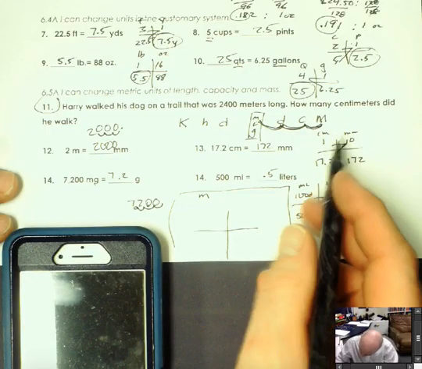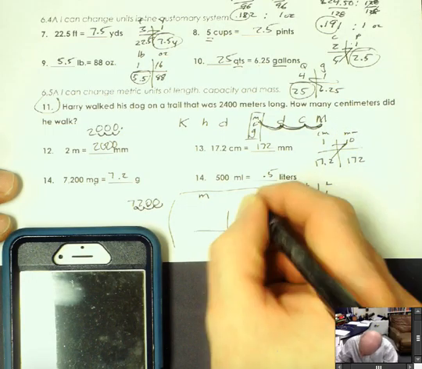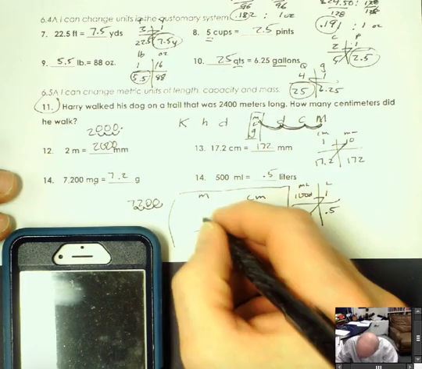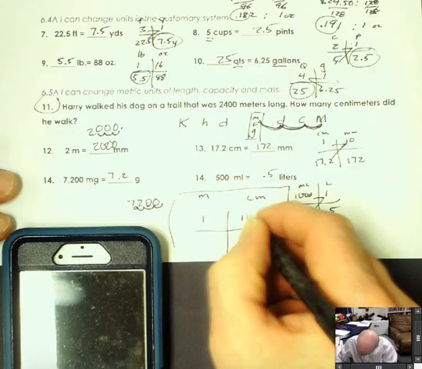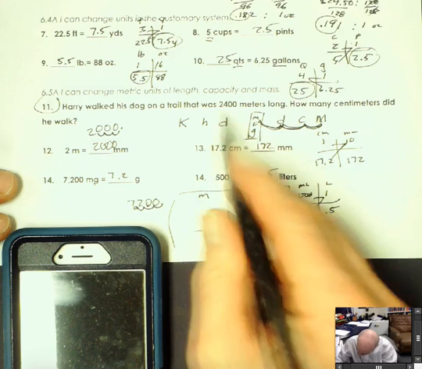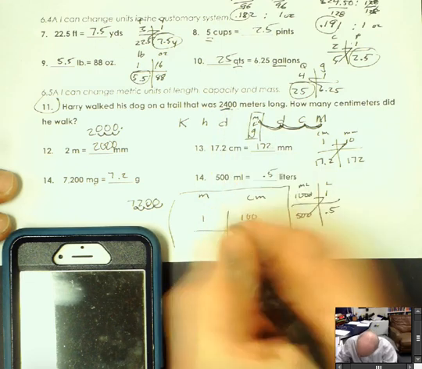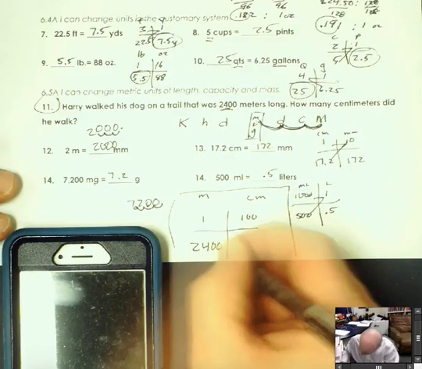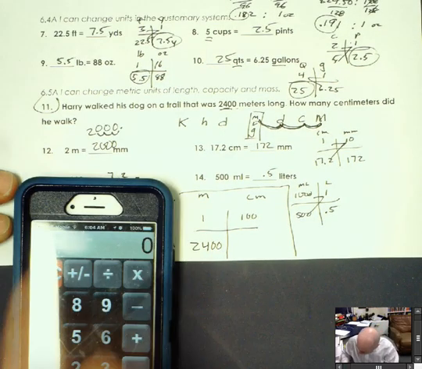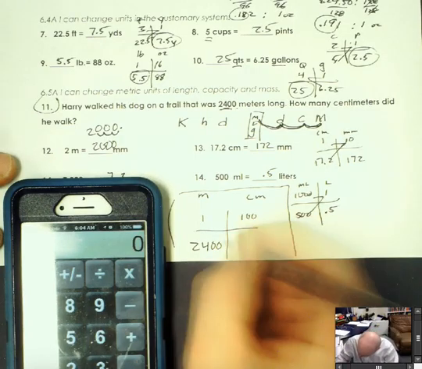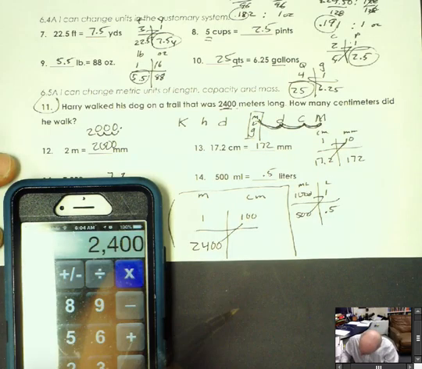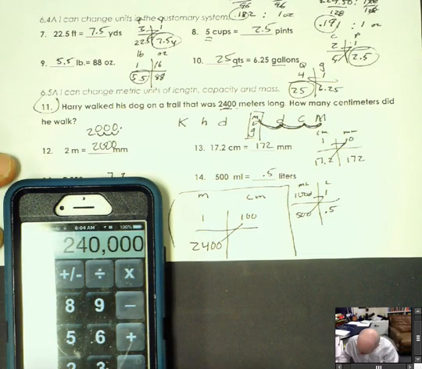Holy Hannah. Centimeters. All right, well, I know that in 1 meter there are 100 centimeters, and he walked 2,400 meters. So I'm going to put that in, and I'm going to multiply diagonally. 2,400 times 100 equals 240,000.